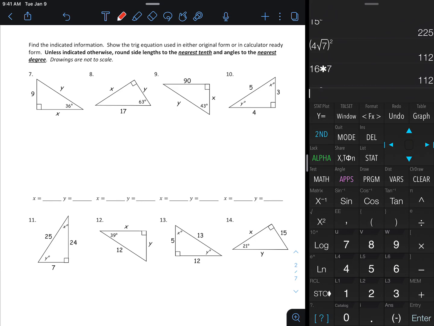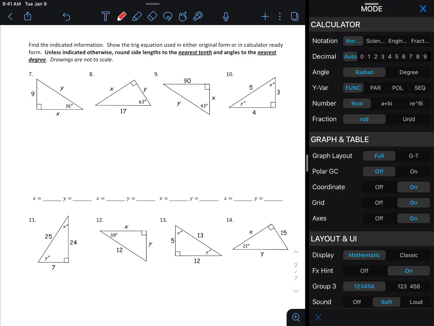Okay, here on these, we're going to use trigonometry to find the missing sides of these right triangles. Important disclaimer: make sure your calculator is on degree mode. You hit mode and make sure it's on degree mode. So I'm going to switch that over.